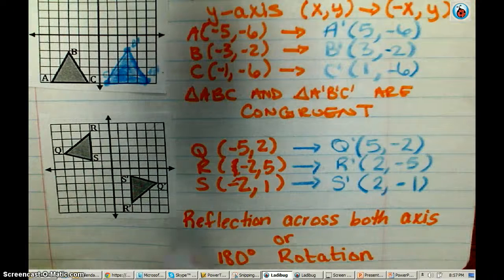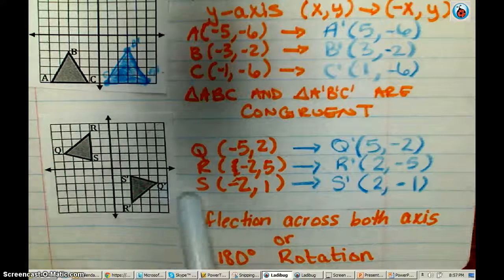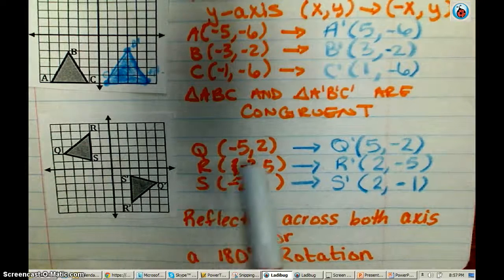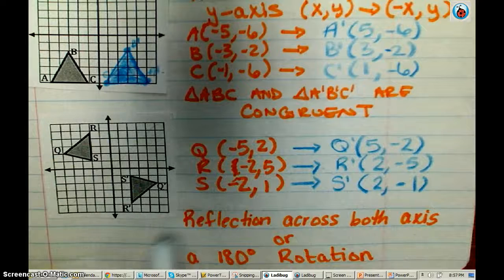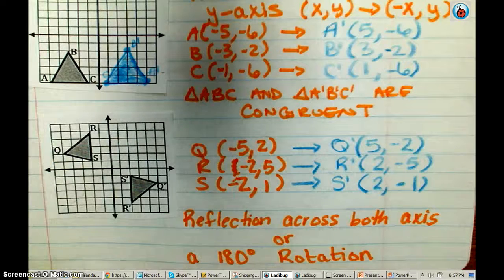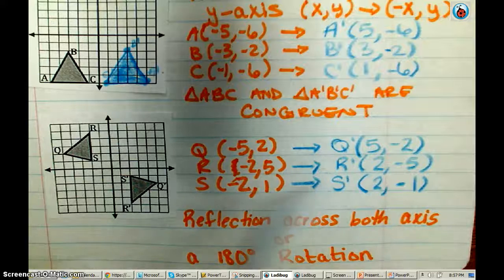So if you wrote down the original QRS, you got Q is negative 5, 2, R is negative 2, 5, and S is negative 2, 1. And then the Q prime is 5, negative 2, R prime is 2, negative 5, and S prime is 2, negative 1.